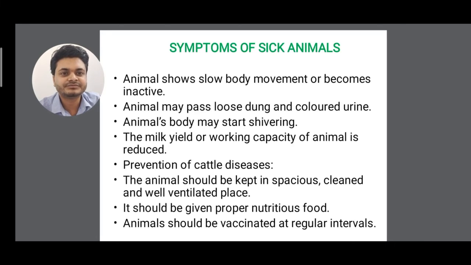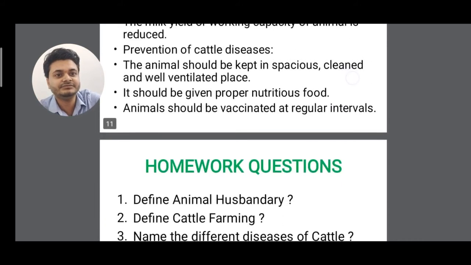Next we come to prevention of cattle disease. How will we prevent it? The animal should be kept in a spacious, clean, and well ventilated place. It should be given proper nutritious food. Animals should be vaccinated at regular intervals. Clear? So vaccination should be done for animals.